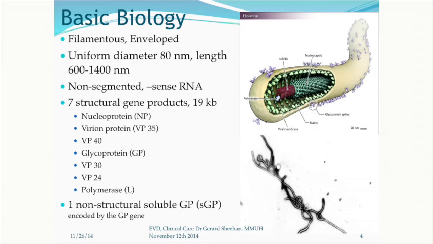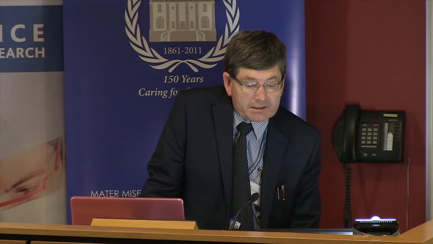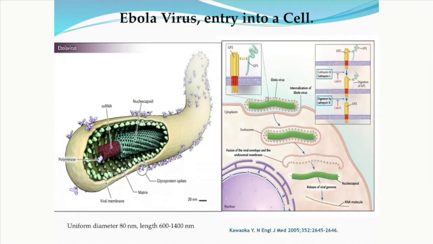It's like a snake. It's got 7 structural gene products, 19 kilobases in its gene, and we recognize in these 7 structural proteins a bunch of nucleoproteins, but in particular, in terms of potential future therapies, a glycoprotein, this one here. Also, this glycoprotein is also a non-structural protein, a form of it that is soluble and secreted. And in terms of invading the cell, this glycoprotein is important in proceeding to the invasion.